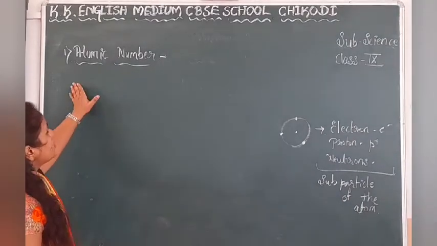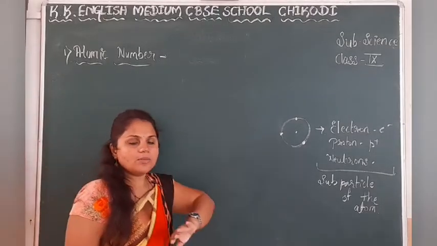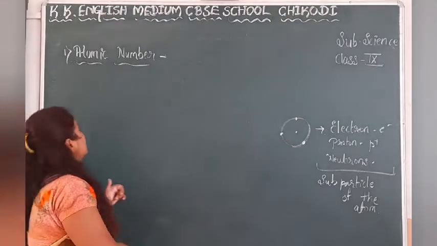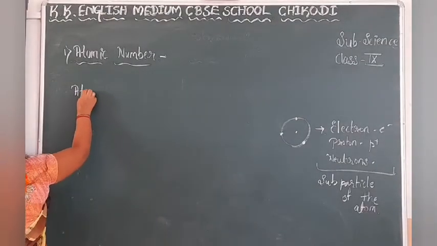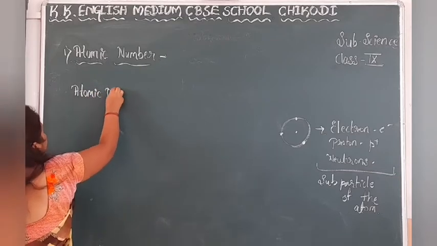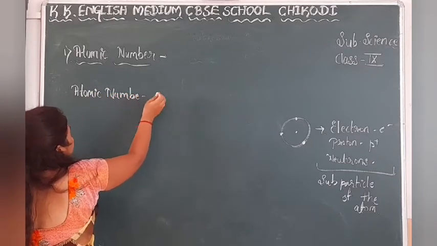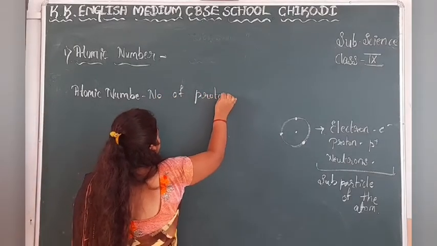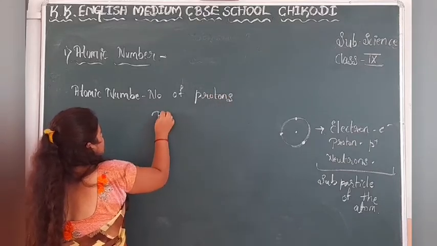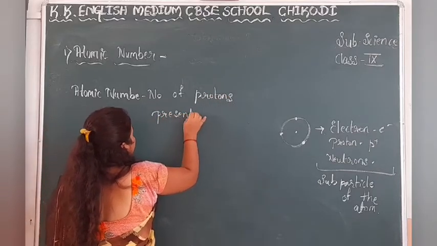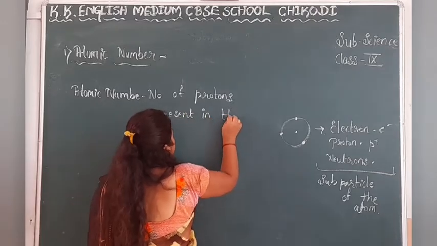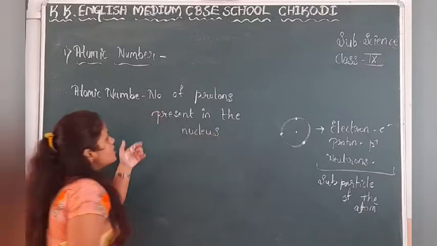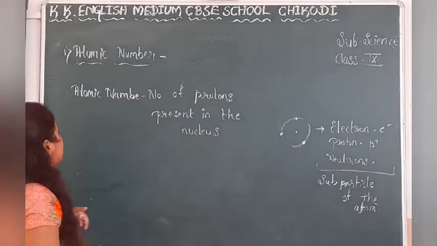So how are you going to calculate the atomic number of any one of the elements? Already you know some atomic numbers of the elements. So what is the atomic number? Atomic number is nothing but the number of protons present in the nucleus. Okay? So it is nothing but the number of protons present in the nucleus.